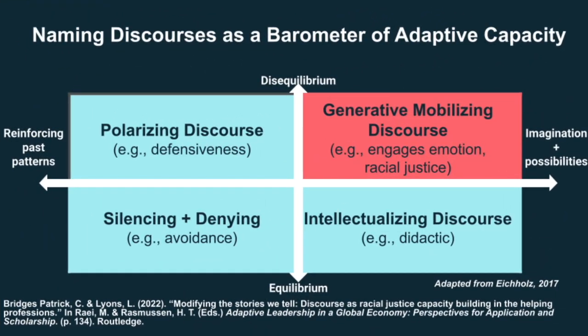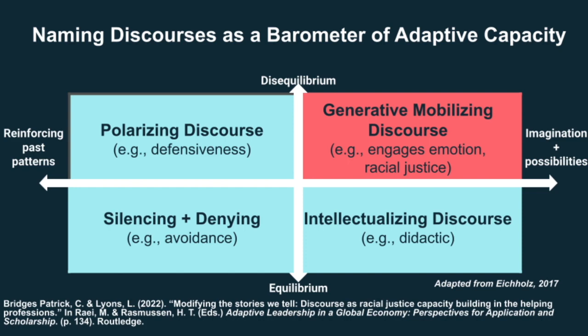These are the 4 quadrants of discourse. In the top right-hand corner, we have what we want, which is generative mobilizing discourse. Dr. Sheree Bridges, Patrick, and I wrote this specifically around racial justice conversations and conversations about race and racial injustice. So we are using that lens, but I think it's general for a lot of justice-based conversations, which relates to a lot of current events, as we said.